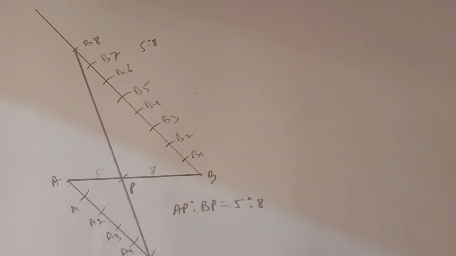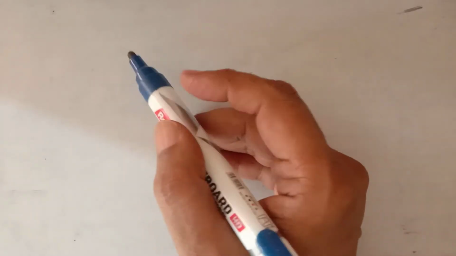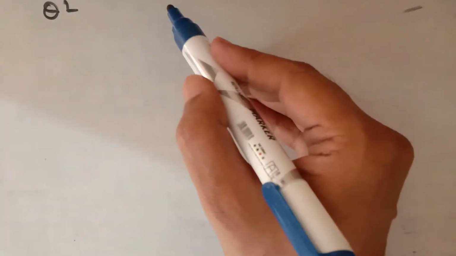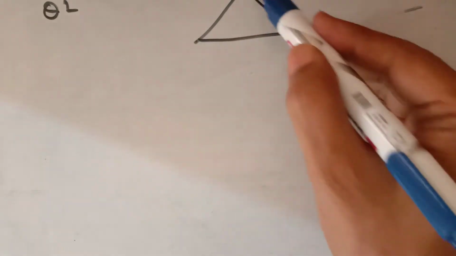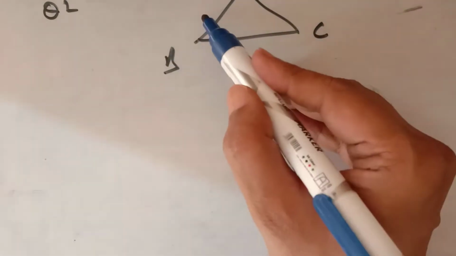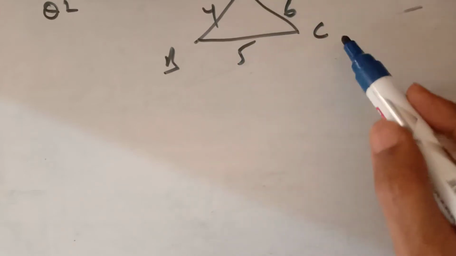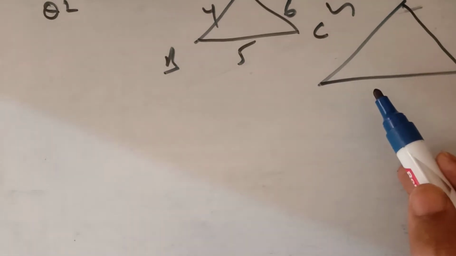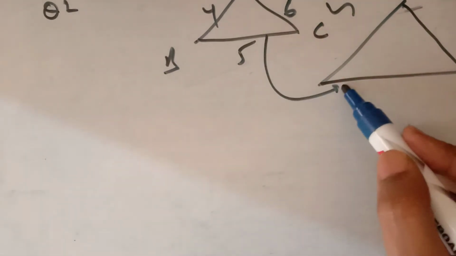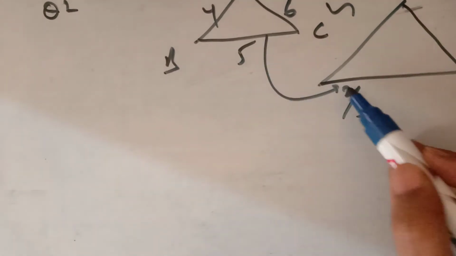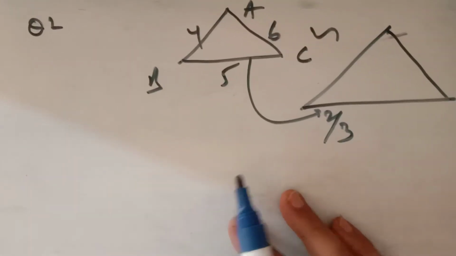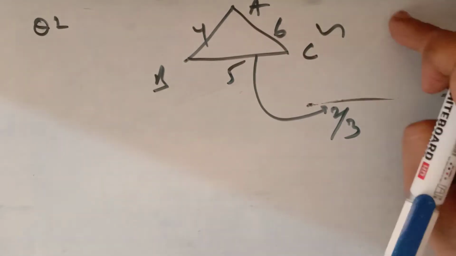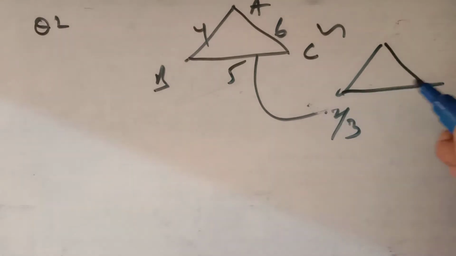But in the next question you have to construct a triangle similar to a given triangle, and the ratio between the sides of the triangle is given. The question number 2 is given. You have to construct a triangle ABC whose sides are 4, 5 and 6, and you have to construct a triangle similar to this whose sides are 2/3 of this. Means 2/3 is less than 1, so this triangle will be smaller than this.